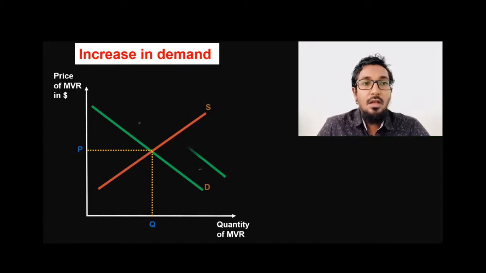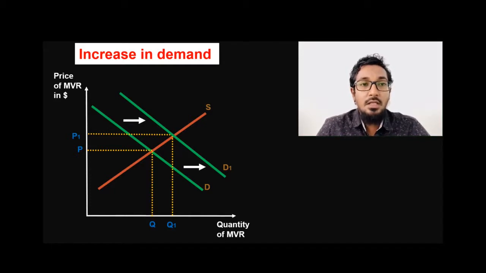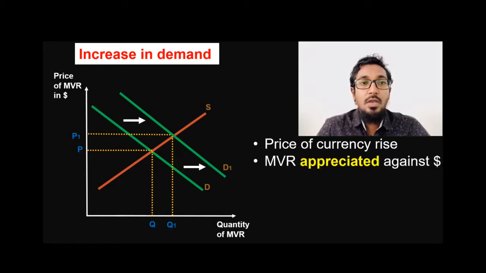Yes, it will shift to the right. So now it will shift from D to D1. As a result of that, the new equilibrium value or new exchange rate will be at the value where D1 equals the supply, that is set at P1, isn't it? So what has happened to the currency? The price of the currency rises. Which currency, students? The price of the Maldivian currency has increased. So what is the terminology that we use in a floating exchange rate if the price of a currency increases? It is appreciation, isn't it? So we say that the Maldivian currency appreciated against the dollar.